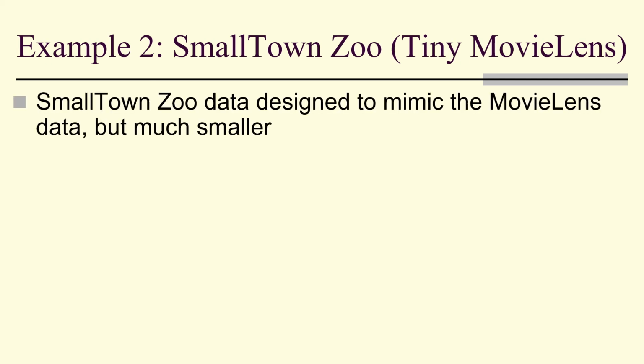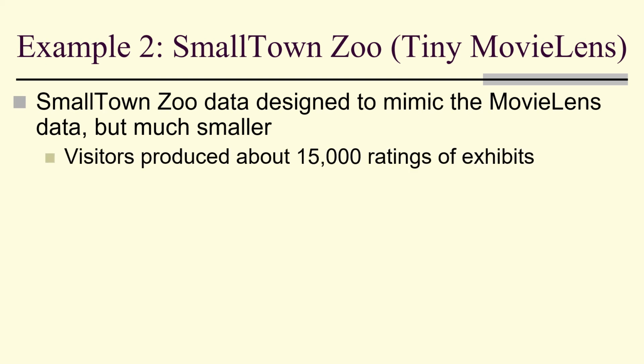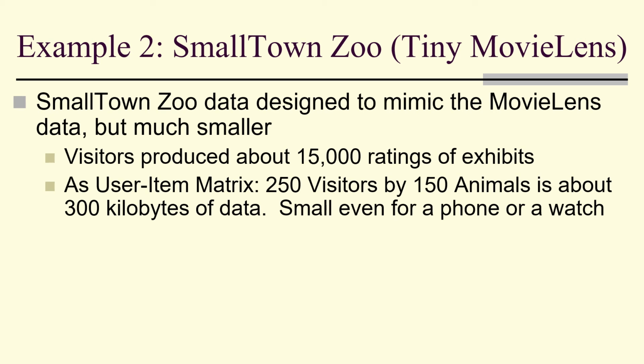Let's look at another example, the small town zoo. This is data designed to mimic the MovieLens data, but it's going to be very small. About 15,000 ratings, 250 visitors by 150 animals. That's only about 300 kilobytes of data. That's small even for a phone or a watch.